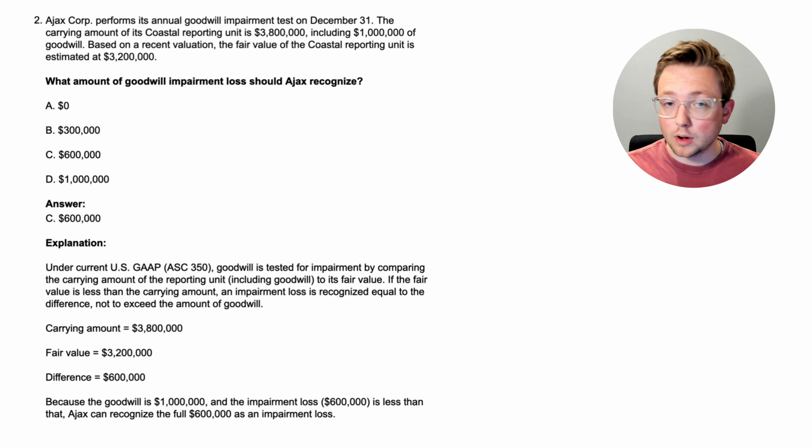And again, we'll talk about what happens if the goodwill that was included originally is smaller than the impairment loss. We'll talk about that in a future question. But this is just a really simple calculation. The difference is the impairment loss. That's all you need to know for that. Now let's go to the next question.